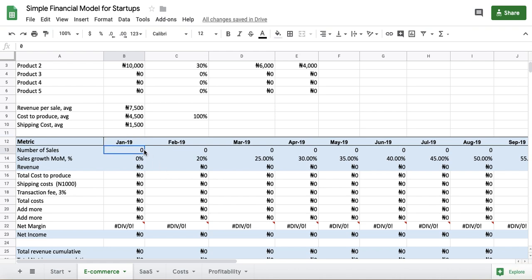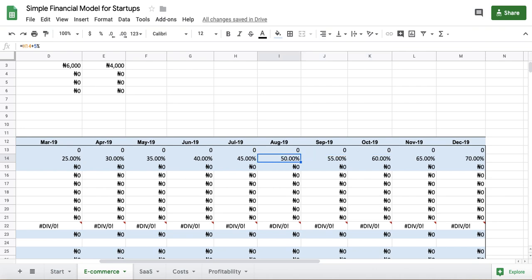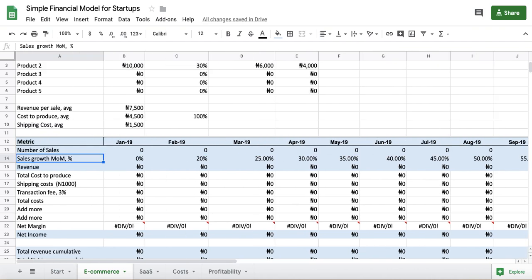So the number of sales: how many sales are you expecting your first month? And then how quickly you're expected to grow. We've put in that you're growing 5% every single month. So we will put in those, you put in the first two numbers and then it will calculate across. So only put in for January.